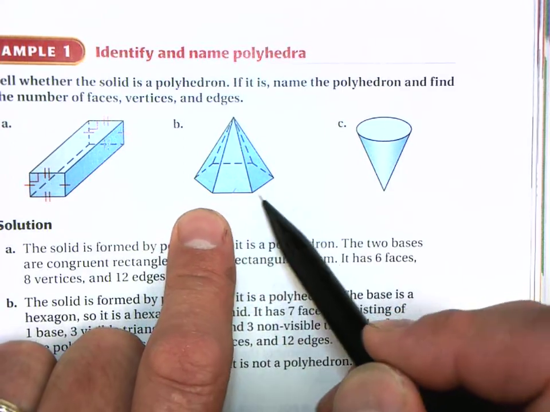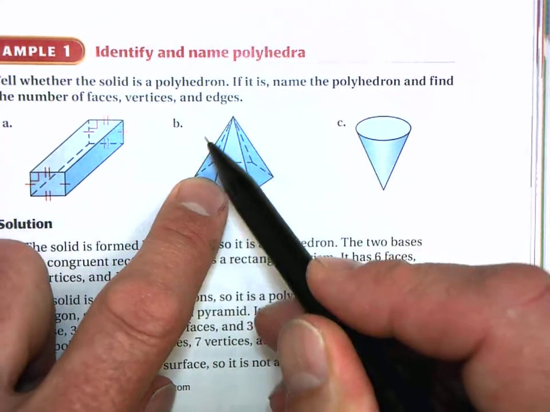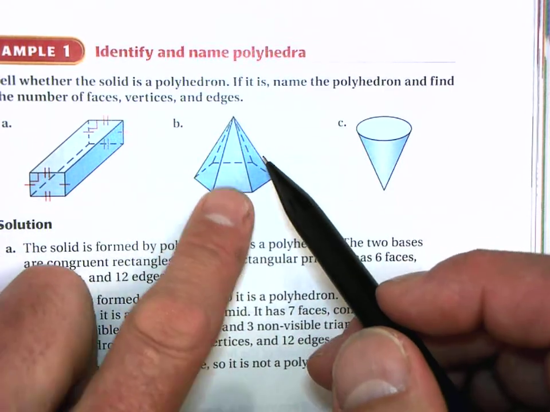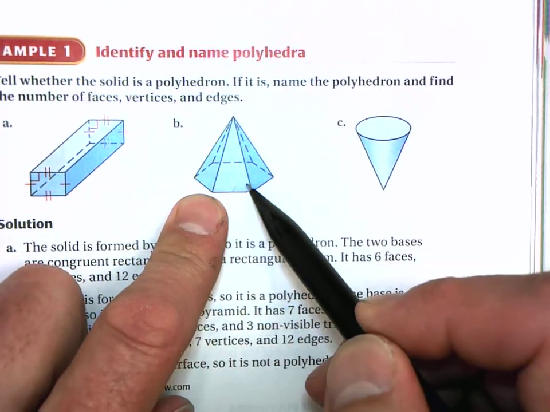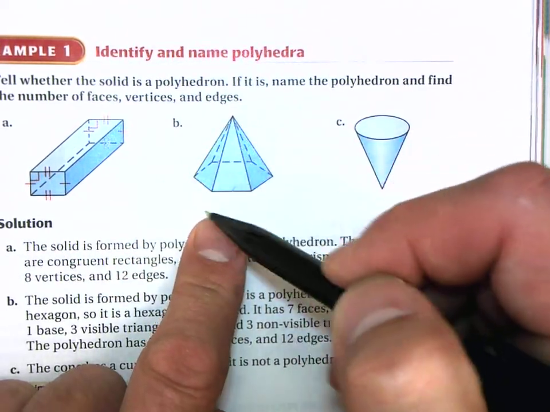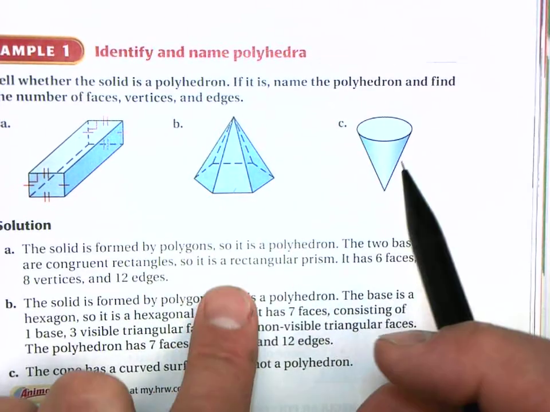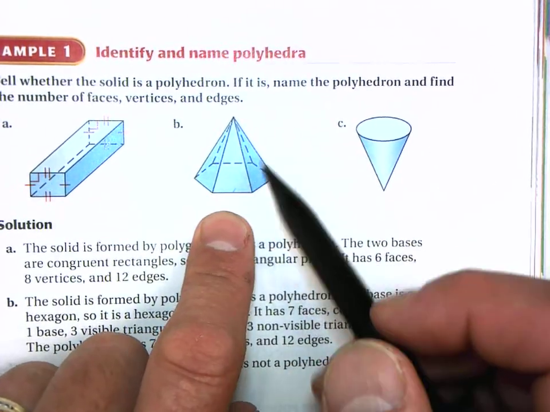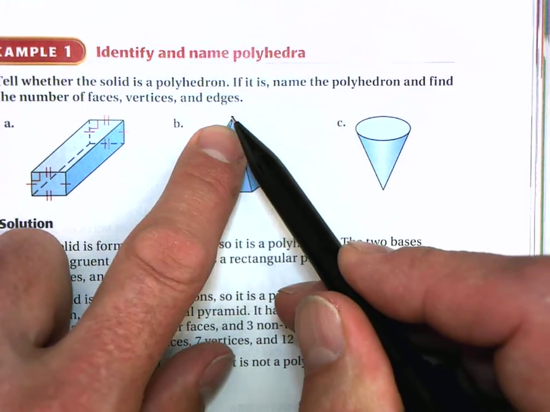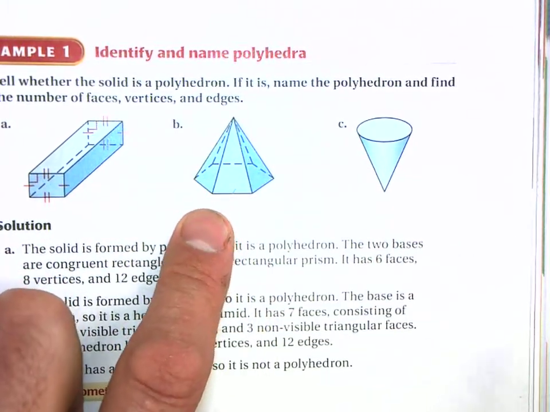It has only one base, and all the rest of the side surfaces are triangles, and so therefore this is an apex, and this entire thing is called a prism. Oh, I messed it up, didn't I? A pyramid. So this is a pyramid. It only has one base, so therefore it is a pyramid.